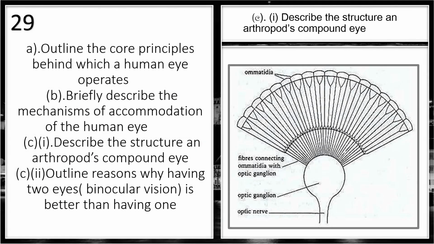Part C. Describe the structure of an arthropod compound eye. Now we have the compound eye here. These are called ommatidia. Each one is an ommatidium. And then here we have the fibers of the ommatidia with optic ganglions. And here we have the optic ganglion. This is the optic ganglion connecting to the optic nerve.